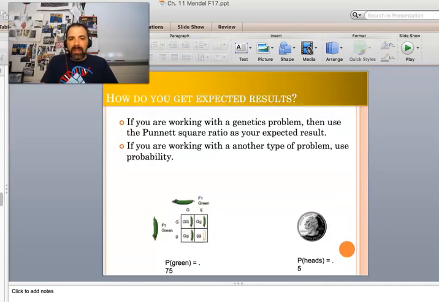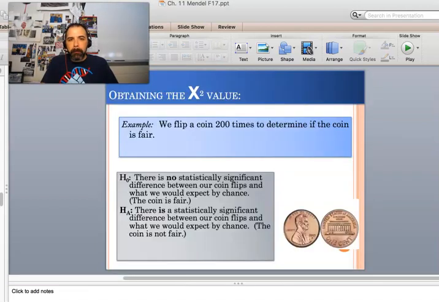How do you get the expected? If you're working with genetic problems, use a Punnett square. If you're working with another type of problem, use probability. Then get your chi-square value. Say we flip a coin 200 times. The null hypothesis is that there is no statistically significant difference between our coin flips and what we could expect. It's by chance; the coin is fair. The alternative is that there is a statistical difference between our coin flips, and the coin is not fair.